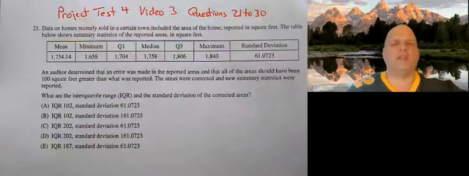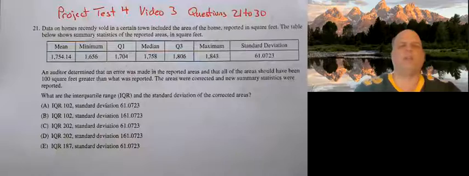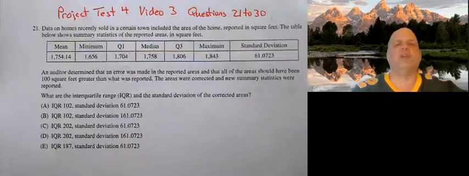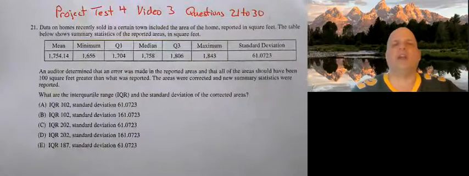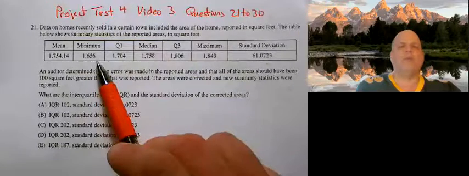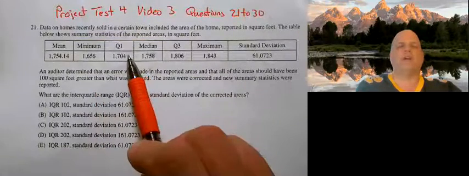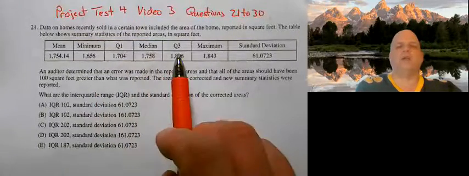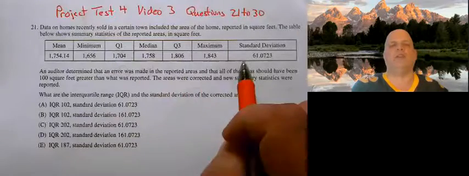Okay, this is project test number 4, video 3, questions 21 to 30. Data on homes recently sold in a certain town included the area of the home reported in square feet. The table below shows the summary statistics of the reported areas in square feet. So we have a mean, the minimum, the first quartile, the median, the third quartile, the maximum, and standard deviation.